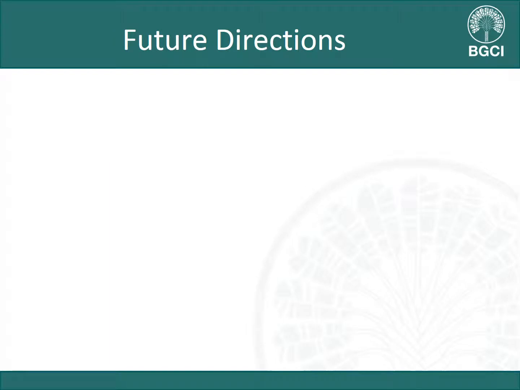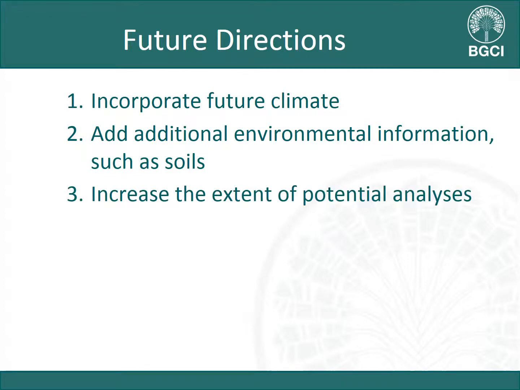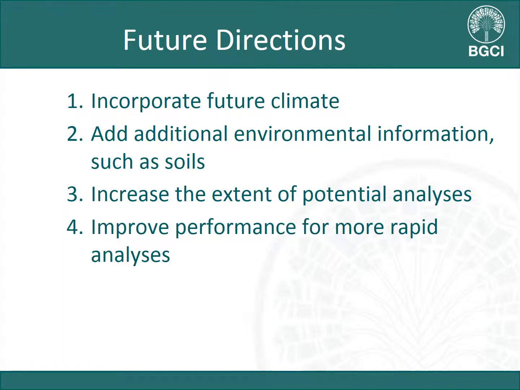There are numerous potential directions we might take this app, one of which is to incorporate future climate data, which could be used to assess the future utility of accessions and plan for assisted migrations. There are also now globally available soil grid data, which could be added to study the importance of soil chemical and physical properties. It would also be beneficial to extend the coverage of the analyses globally and make them quicker.